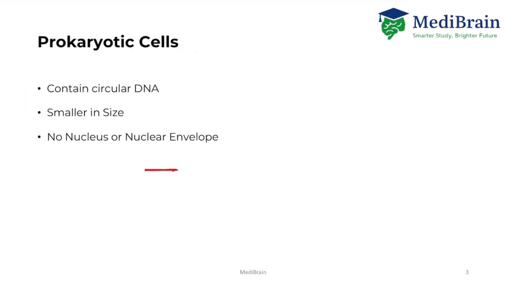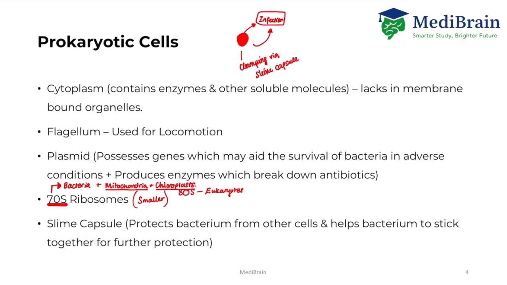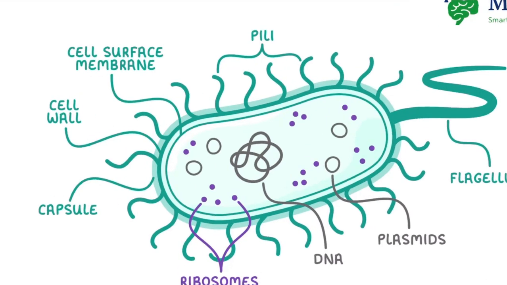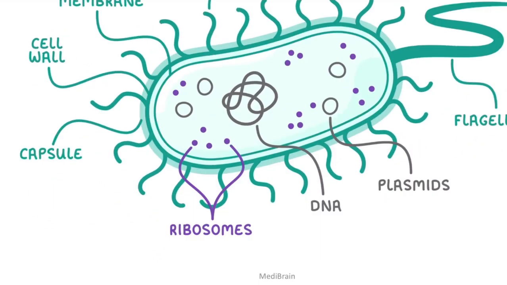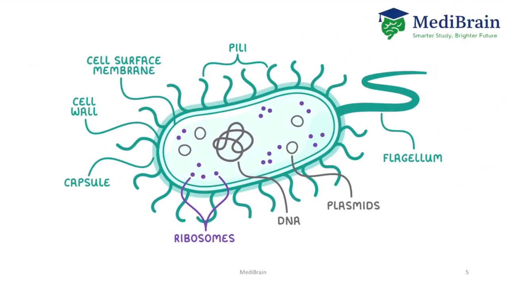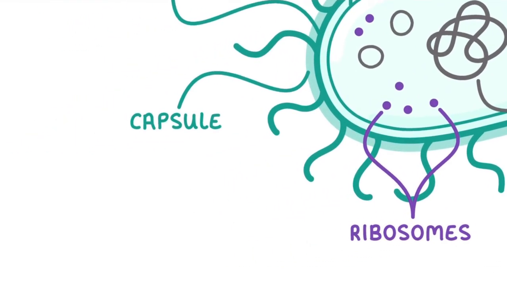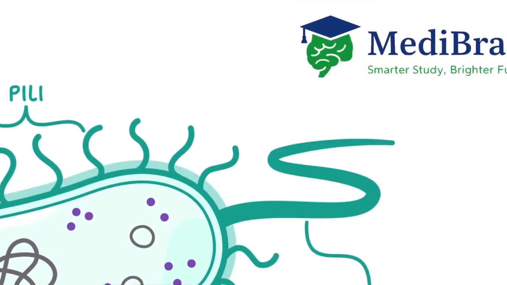So, prokaryotic cell. Here's the image that I've pulled up, and this is a bacterial cell. As you can see, you have a cell surface membrane, which is very normal. You know what a cell surface membrane is. You have a cell wall. You have this slime capsule, which is in the lighter green, and this allows attachment to other bacterial cells.